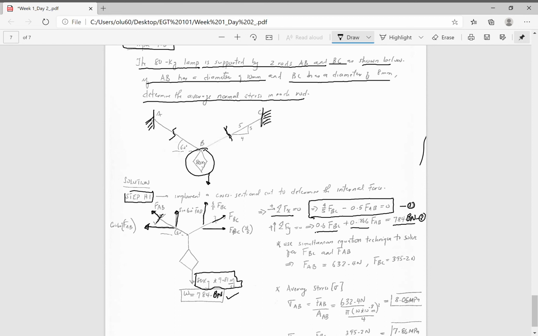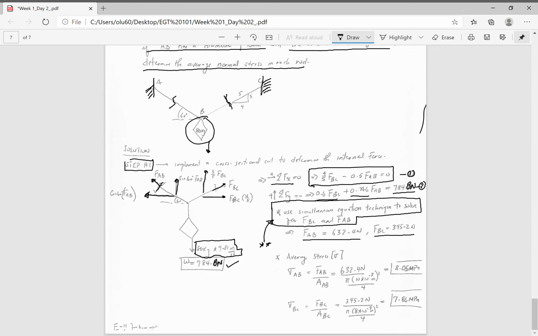Now you're going to have to use simultaneous equations to find FAB and FBC. When you do so, you're going to get FAB to be 632.4 newtons and FBC equals 395.2 newtons. I strongly recommend that if you don't know how to use simultaneous equations, you go look it up on YouTube or in your math textbook, and then you can solve this particular problem.